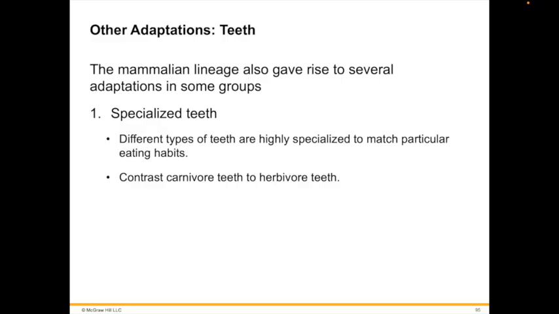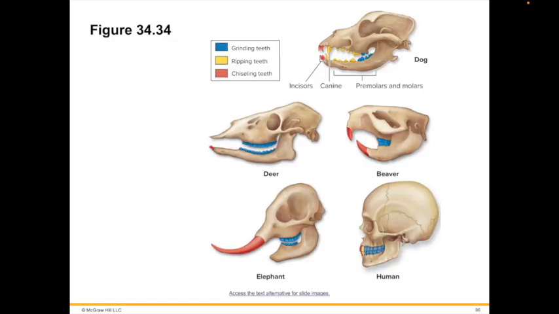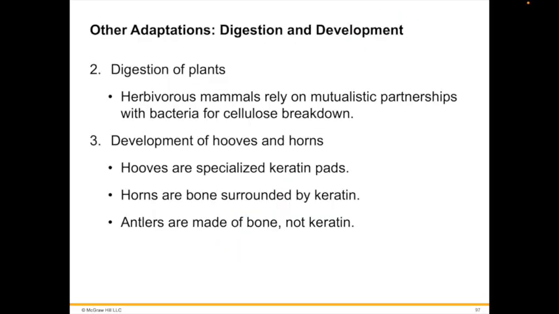Other adaptations are teeth. Different types of teeth are highly specialized to match particular eating habits. So we can contrast carnivore teeth to herbivore teeth. Two, the digestion of plants. Herbivorous mammals rely on mutualistic partnerships with bacteria for cellulose breakdown, and the development of hooves and horns.